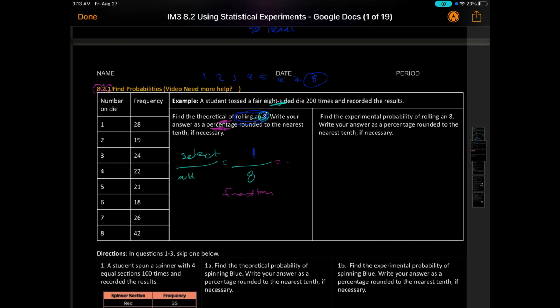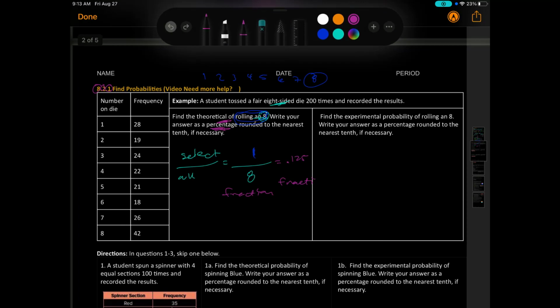So this is 0.125 as a fraction. That's not a fraction. Good thing there's a right. That is a decimal. And to go from a decimal to a percent, you're going to multiply that number by 100, and we get 12.5% is our theoretical.